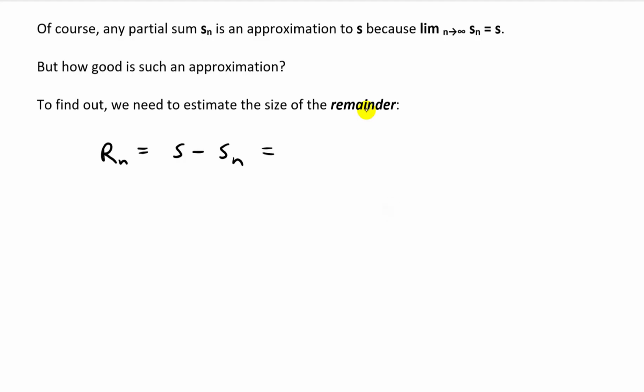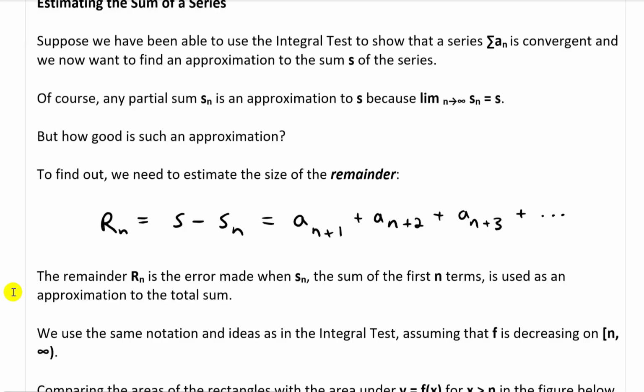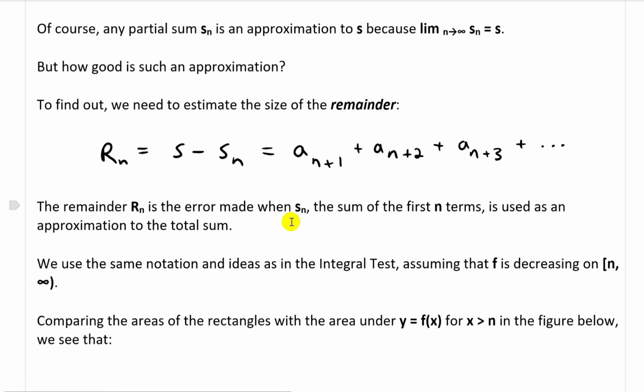And this just equals the terms a_(n+1), after the nth term, a_(n+1) plus a_(n+2) plus a_(n+3), and so on. So we're adding all the rectangles, as I'll show later, or all the terms past the nth term. So the remainder R_n is the error made when the partial sum S_n, the sum of the first n terms, is used as an approximation to the total sum.